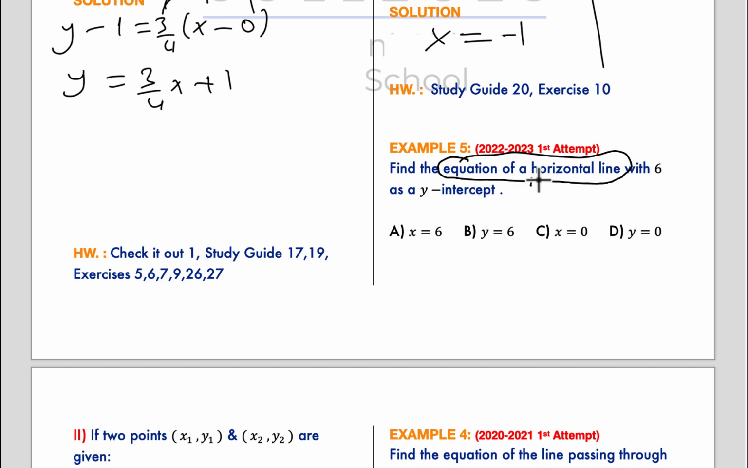So what does equation of a horizontal line mean? Like the previous information, if your line is horizontal, its equation will be y equals something. What is that something? Instead of the point, the question gives you the y-intercept as 6. So on the other side of y, we will have 6. Everything is given in the question. y equals 6 is the answer. You don't even have to solve it. You can solve it by eyes.